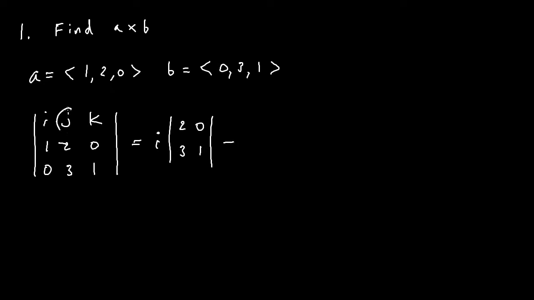And then we have the next one, J. And so we're going to cross out the row and the column J is in. And then we write what's left. So we have 1, 0, and then 0, 1. So we're going to write that inside the matrix. So 1, 0, 0, 1. And the next term is going to be positive, and then we have our third value, K. We're going to cross out the row and the column it's in, and then we're going to write what's left here. So 1, 2, 0, 3.